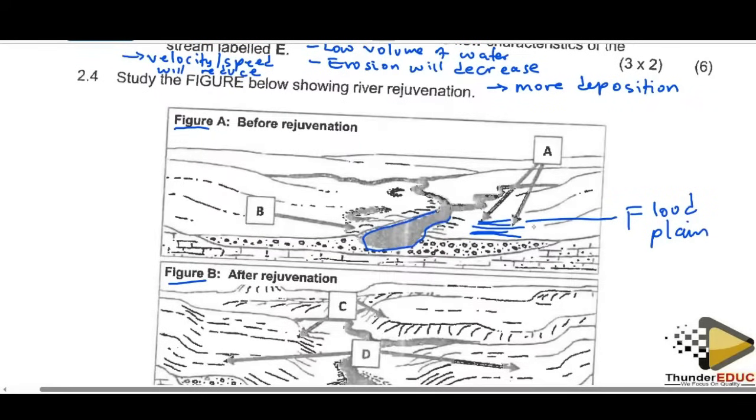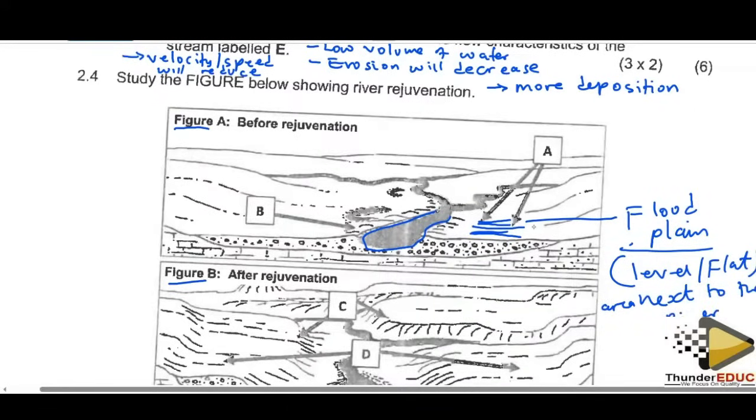So what is a floodplain? We define it as a level or flat area next to the river. Level or flat area next to the river, right? That is a floodplain.